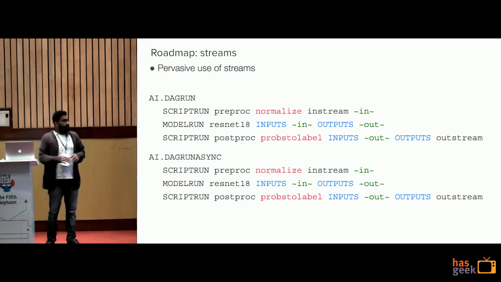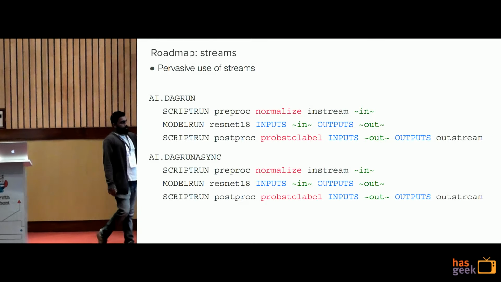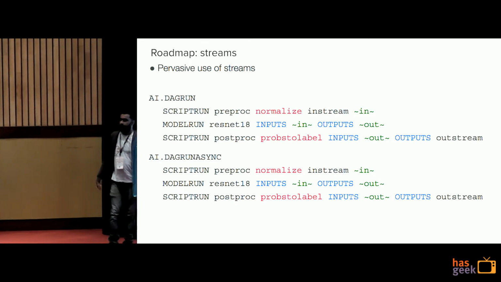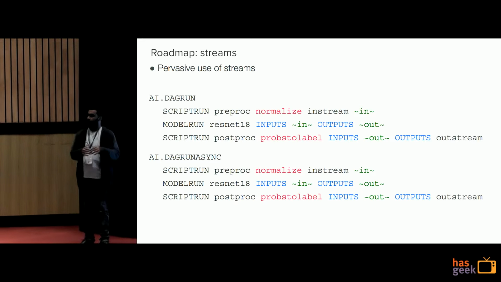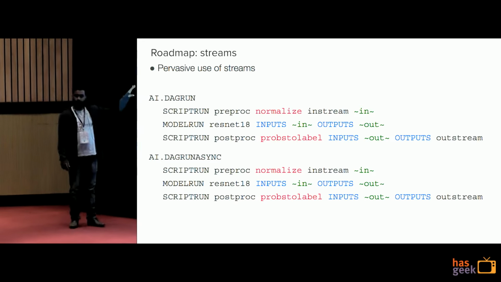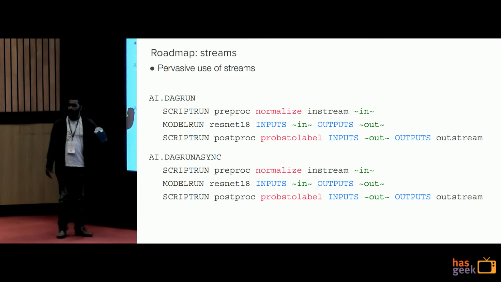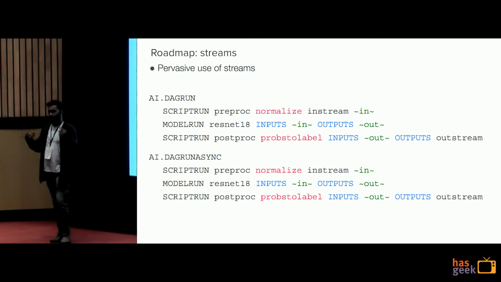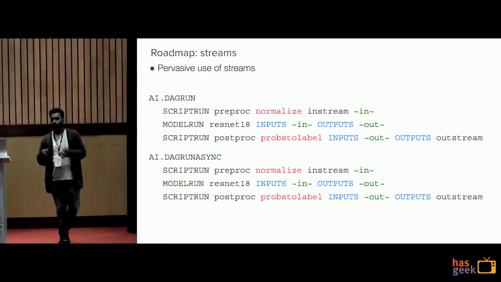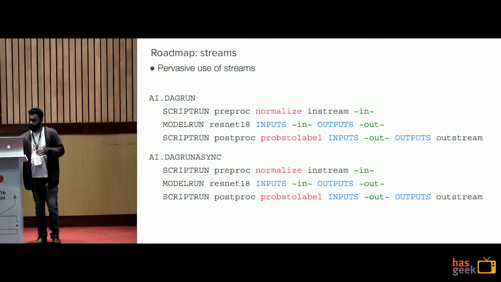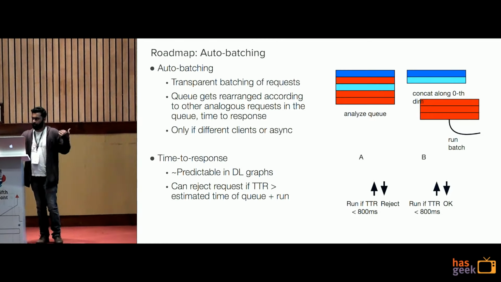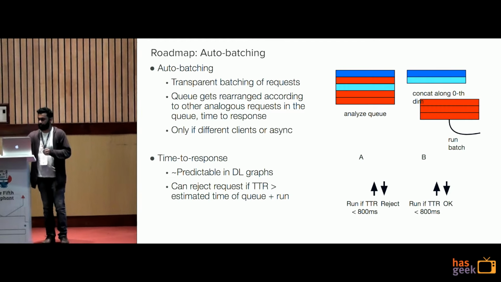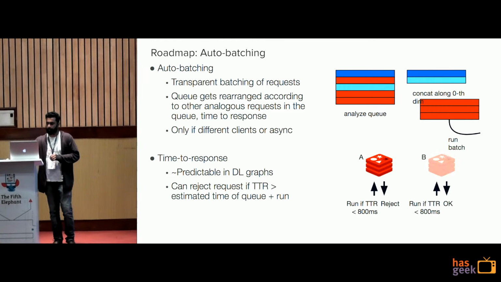So there is something else also coming in DAG, which is streams. So if you have a constant, real-time input coming through a stream or something, you can set an input stream and you can set an output stream. The input keeps on coming, the model keeps on running, and the output keeps on pushing to the output stream. Auto batching, as I said, you batch the data together and run it together, which is efficient.